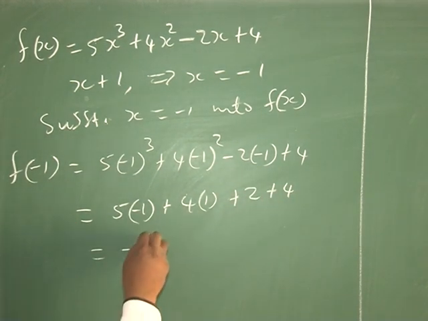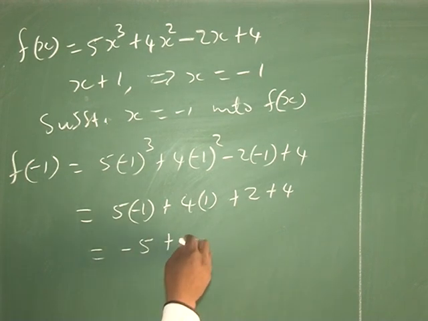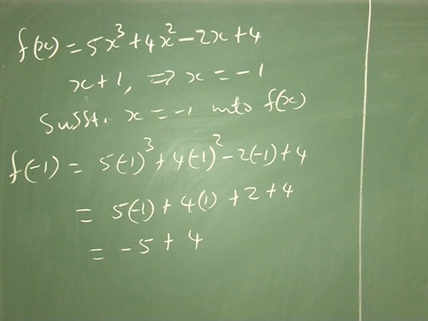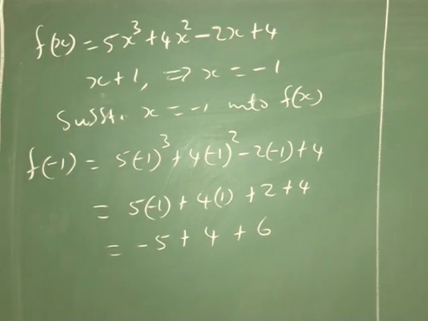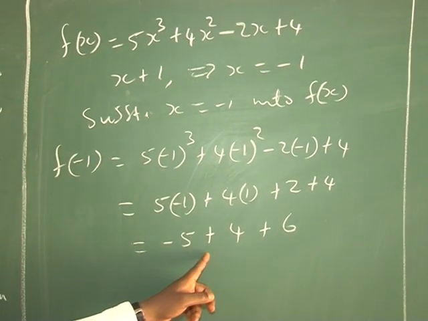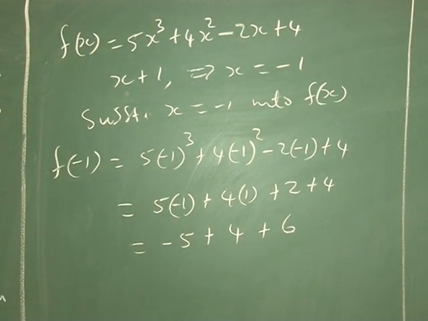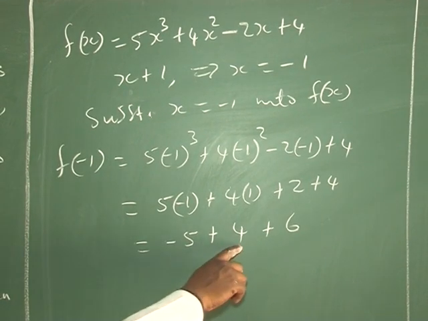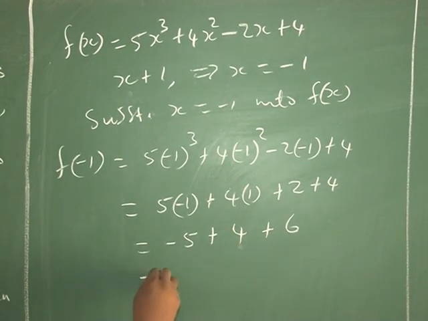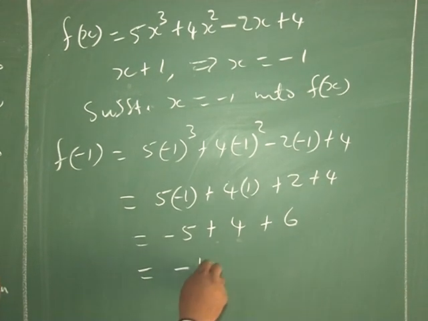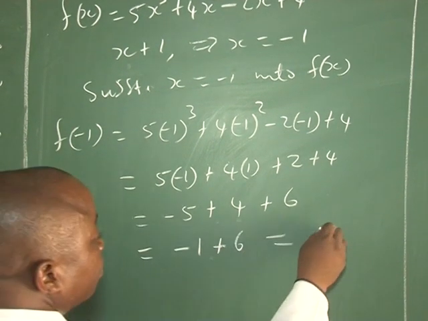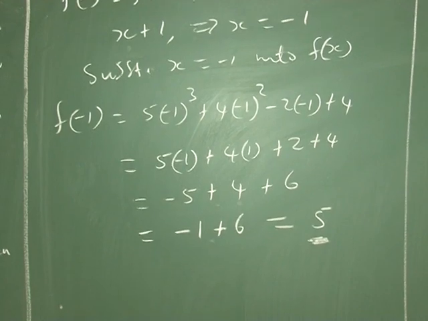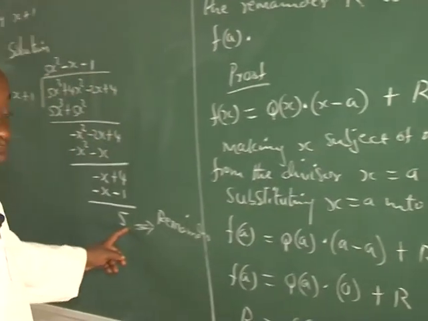Now this will give us minus 5 plus 4 plus 6. Minus 5 plus 4 is minus 1. So we have minus 1 plus 6. Minus 1 plus 6 becomes 5, which is the remainder. And that was exactly what we have from here.